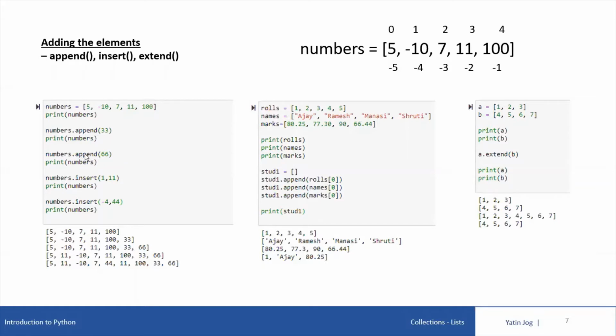Now, similar to append, we have another function insert. So append will by default add the value at the last location. But what if I have to add a value at a specific location inside a list? So for that, we can use the insert function. So if I say numbers dot insert, and then I can mention 2 parameters. First is the index and second is the value. So I'm trying to insert 11 as a value at first index in the numbers list.